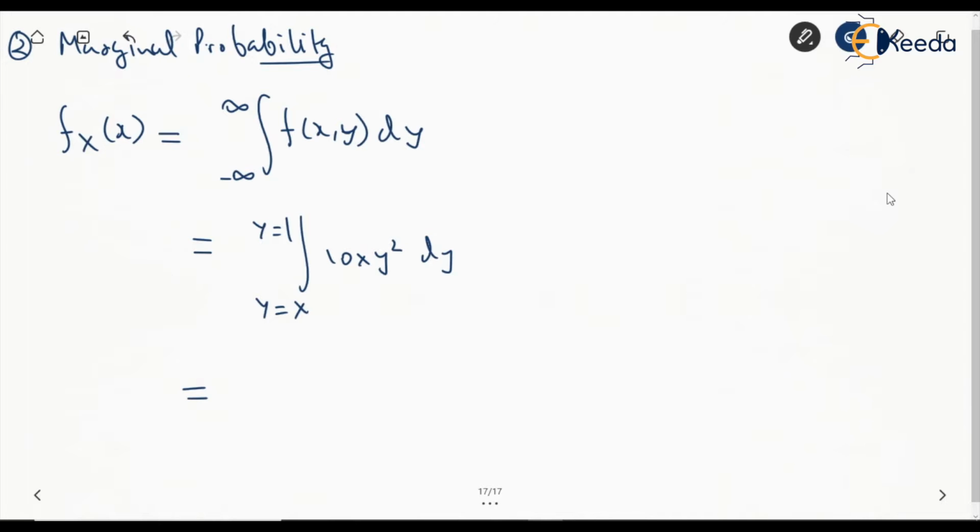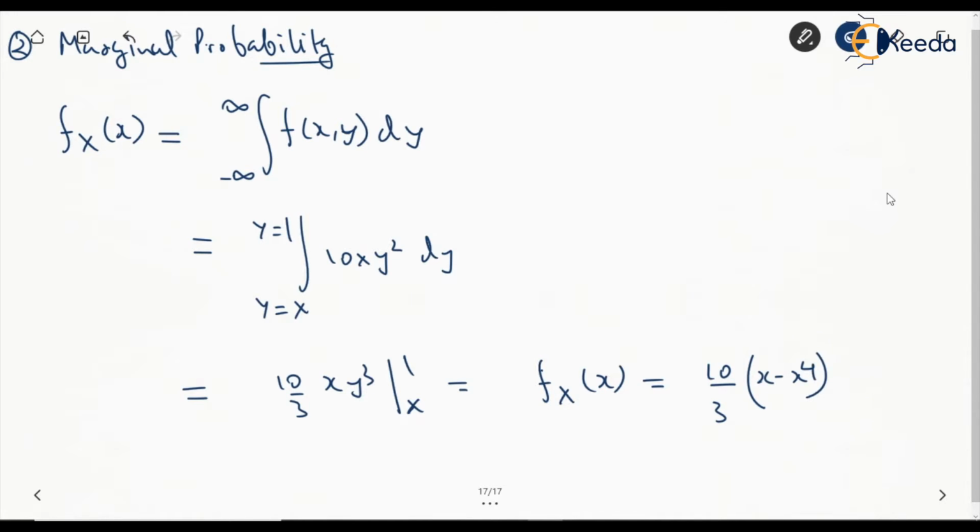10x y square will become 10 by 3 x y cube. The limits are x and 1. This will give you f of x equal to 10 by 3 times x minus x to the power of 4. We have to substitute this, that's it. But let me draw it here only. Why go back to that page?